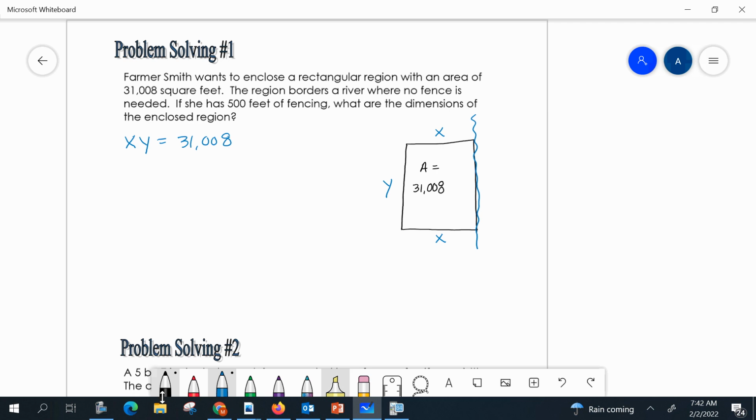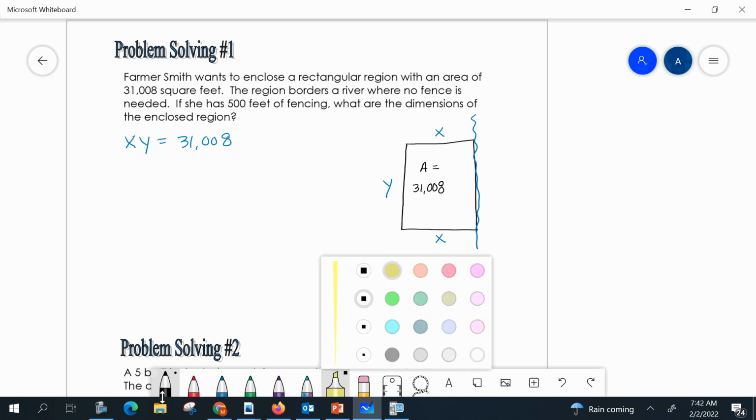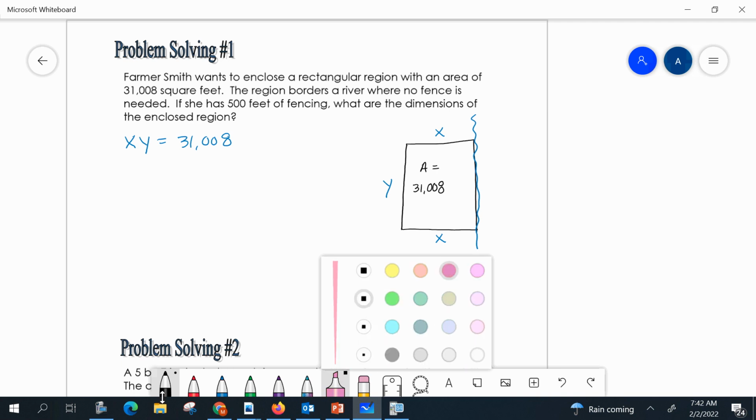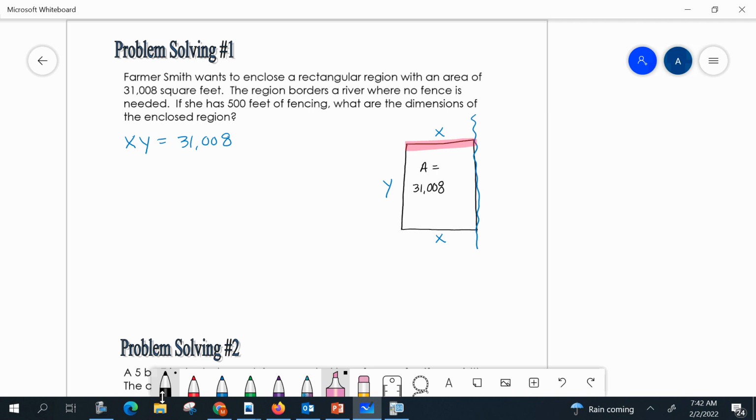So we kind of have to think about this. Does having the border along the river, does that affect the area? And the answer is no. You can see right here that just because there's a river, the area is still the same. So X times Y equals 31,008. Well, the other thing that we have is we have the perimeter, X plus Y plus X, and that will equal 500. So we would take 2x plus y is equal to 500.